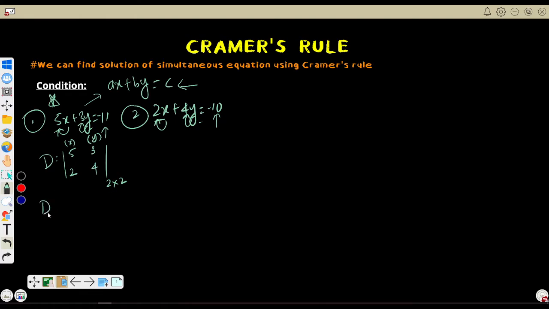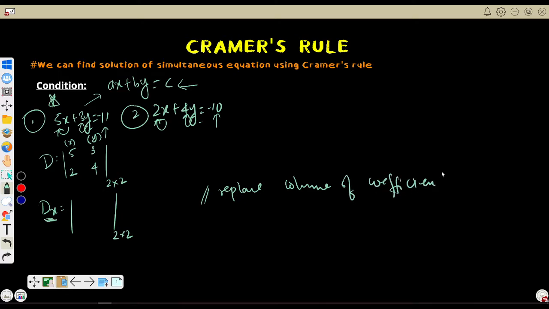After this you will form a determinant that is dx. Now what is this determinant dx? Again it is of 2 cross 2 order. Fine. Now remember, if the determinant is dx, what we do is we replace the column of coefficient of x with constant. Now just try to understand, this is very easy.